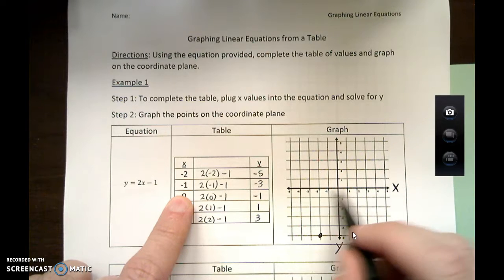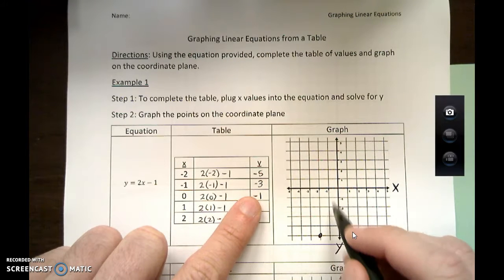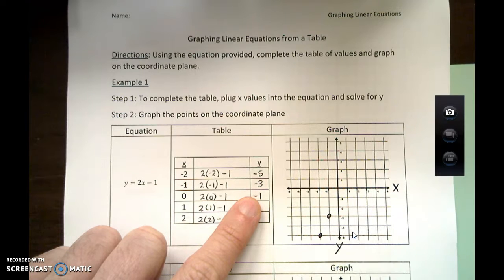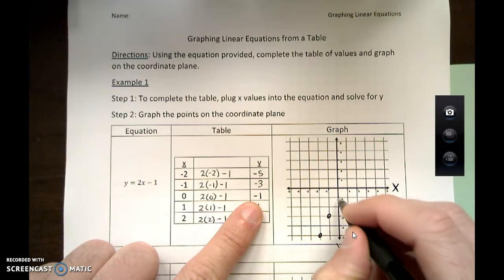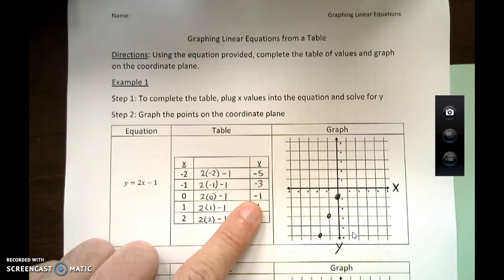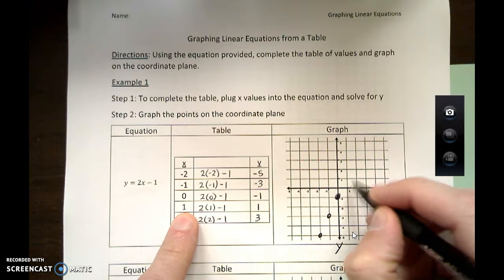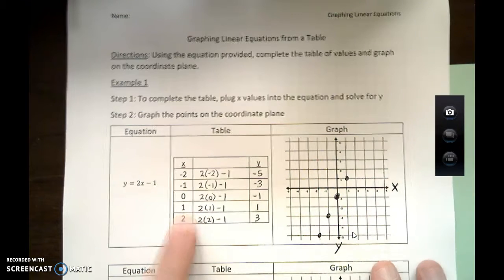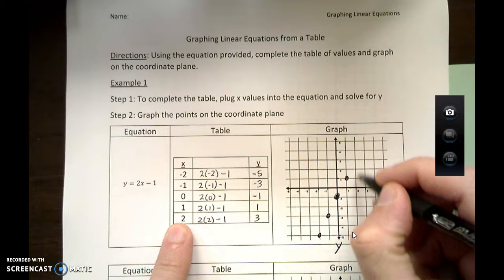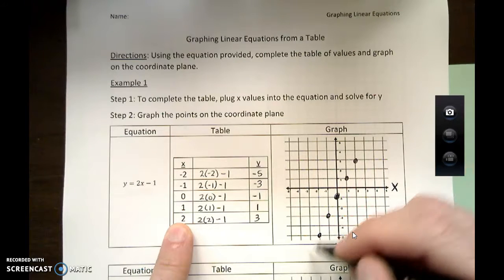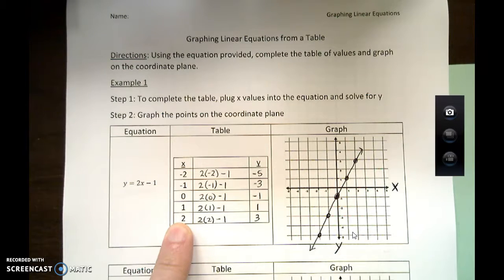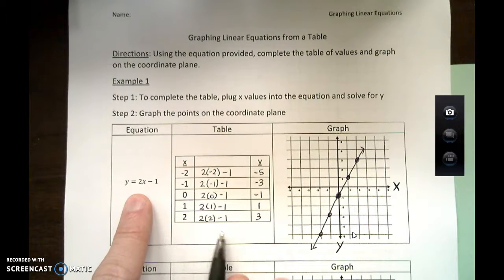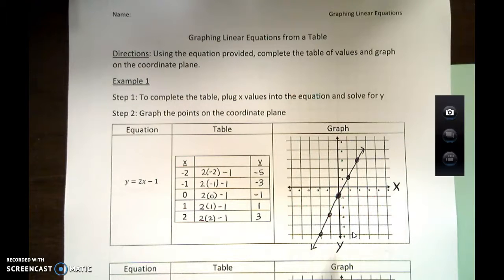Then I'm going to go over to negative 1 on the x-axis and then down to negative 3 on the y-axis. I'm going to go over to 0, so that means I stay in the center, and down to negative 1. Go over to 1, and then up 1, 2, and then up 3. And there is my line representing this equation. So this equation, this table, and this graph represent the same information.